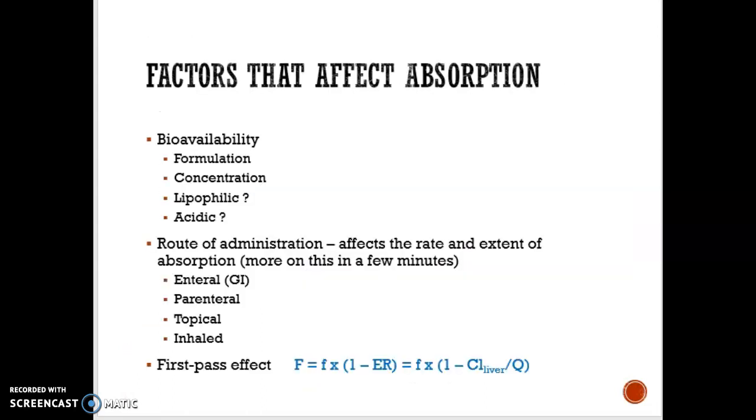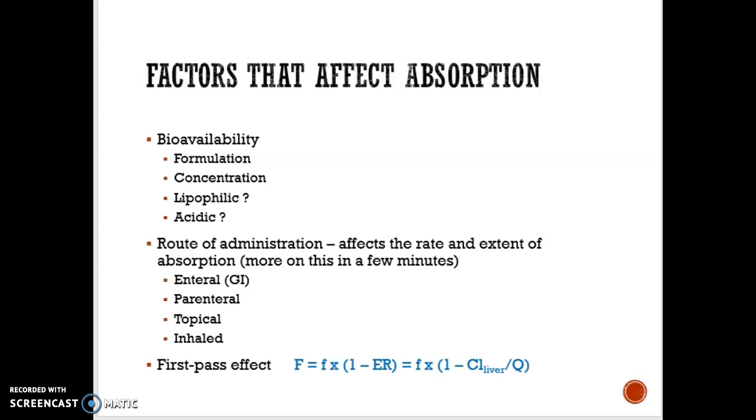When we look at factors that affect absorption, bioavailability, what is the formulation? Is it designed to dissolve? Is it fast acting? What is the concentration? Stronger is going to have a faster bioavailability. Is it lipophilic, meaning does it love fat? Is it acidic? If it's acidic, is it going to be altered if it gets into the gut where there's the hydrochloric acid?